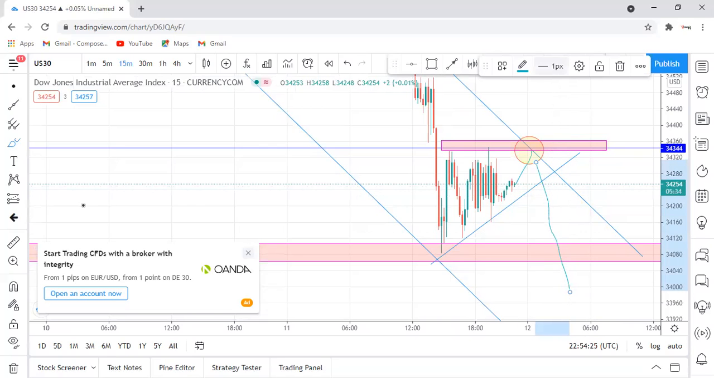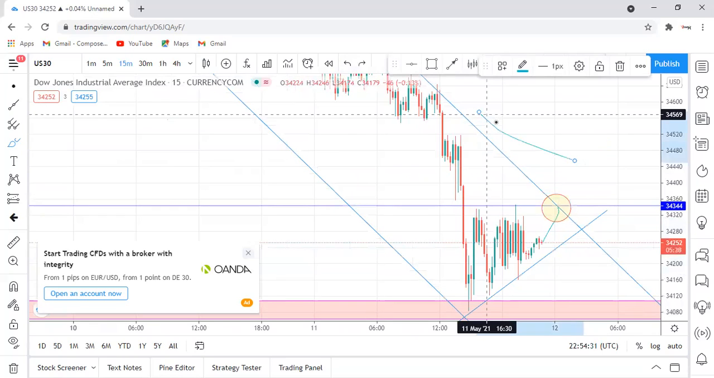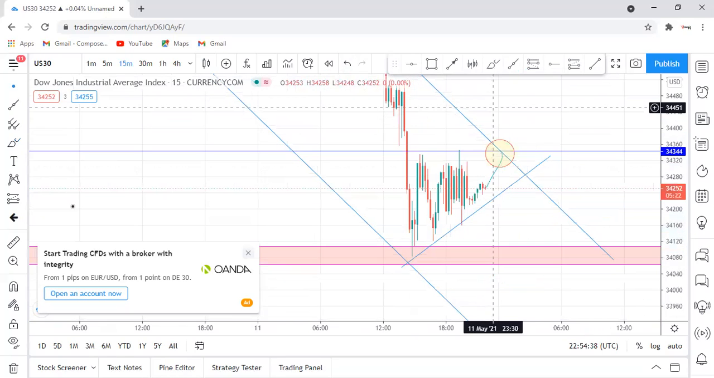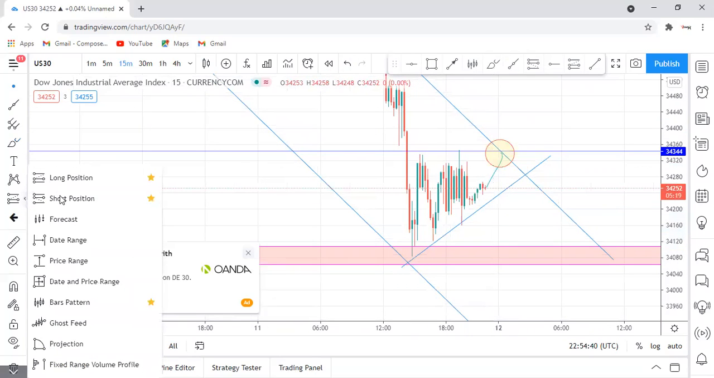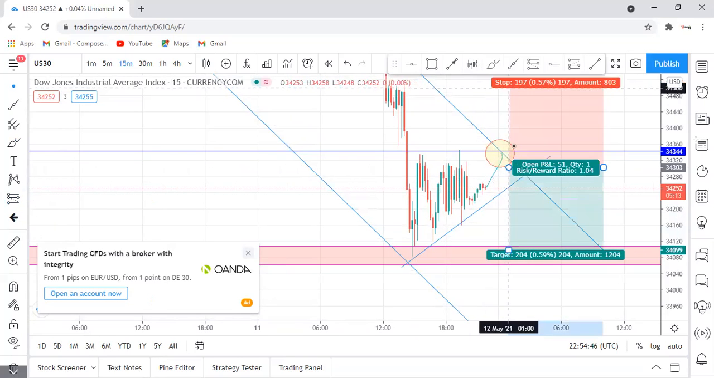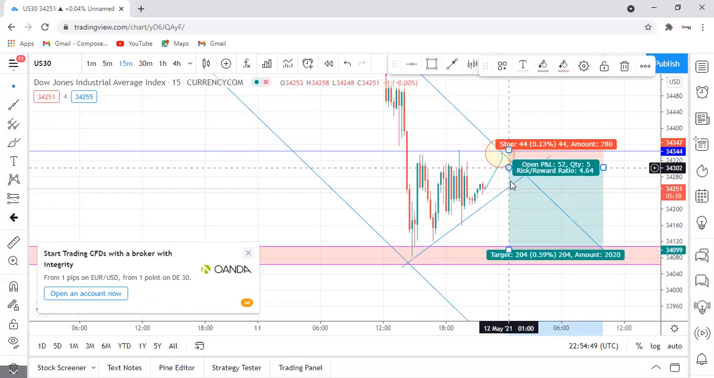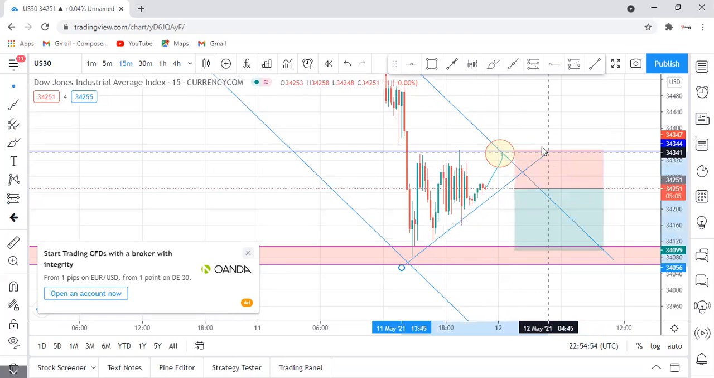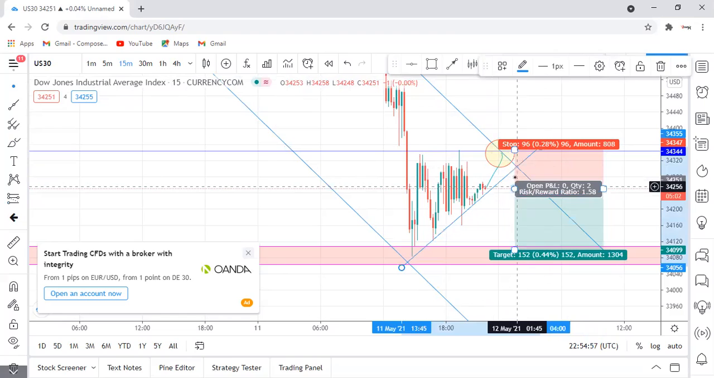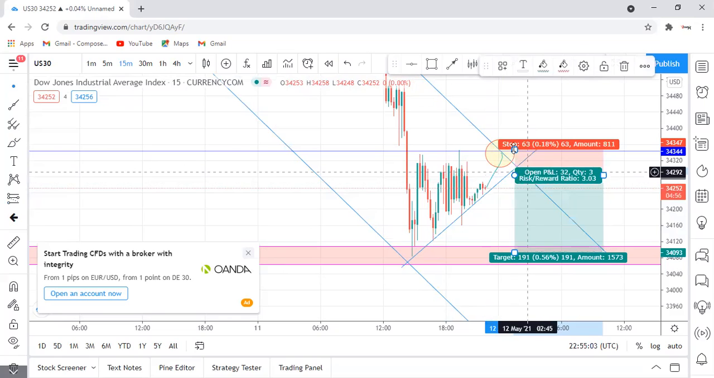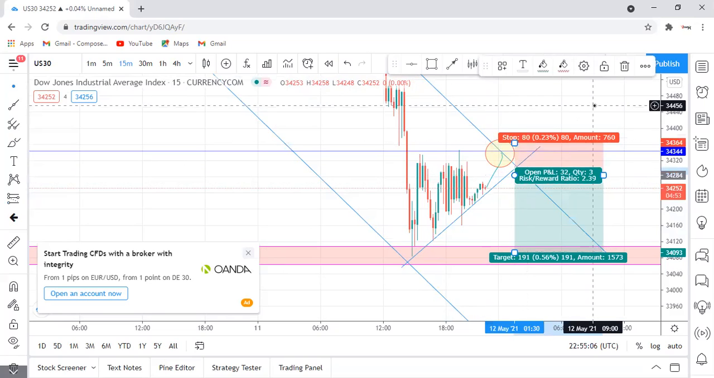So what are the possibilities? The possibilities are this. We're expecting that it should be here. So we will create something of this nature. We expect an entry somewhere here. And then this is our level. So we're expecting something like this.